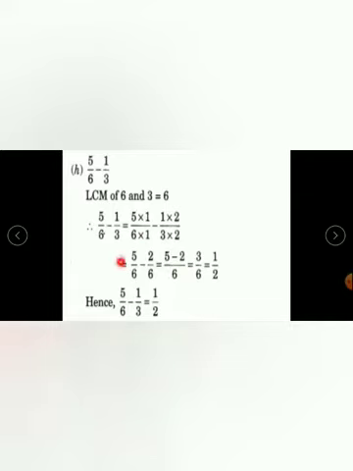Now you have converted it into like fractions. What are they? 5 by 6 and 2 by 6. Now you can subtract directly. You are subtracting only the numerators. What are the numerators? 5 and 2. What is 5 minus 2? 3. So 3 by 6. Now convert it to the simpler form. Here 3 and 6 have a common factor. What is the common factor? 3. So 3 divided by 3 is 1, 6 divided by 3 is 2. So the simplest form of 3 by 6 is 1 by 2. So what is the answer? 5 by 6 minus 1 by 3 is 1 by 2.